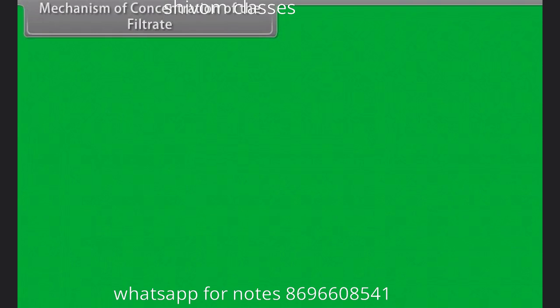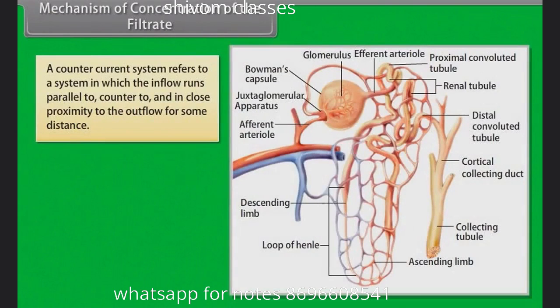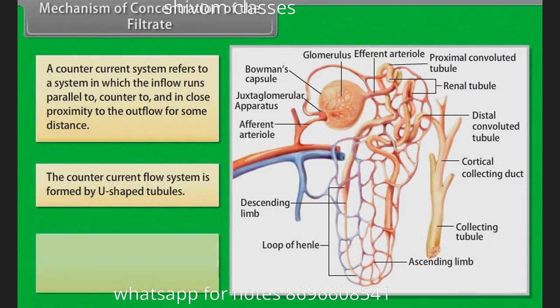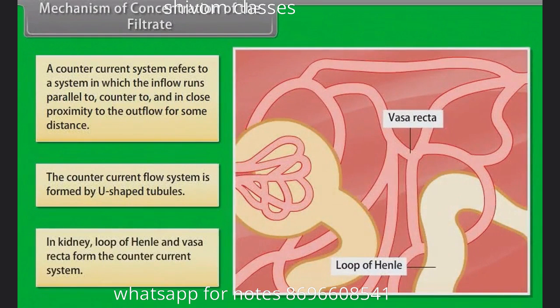Mechanism of concentration of the filtrate. A counter current system refers to a system in which the inflow runs parallel to, counter to, and in close proximity to the outflow for some distance. The counter current flow system is formed by U-shaped tubules. In kidney, loop of Henle and vasa recta form the counter current system.